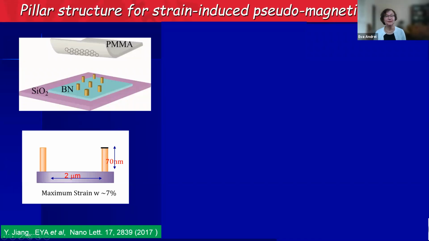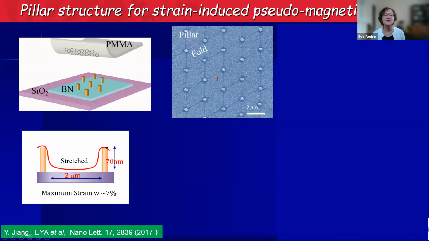Okay, so our first attempt to do this was we prepared a bed of nails. Here we have pillars sticking out, sitting on boron nitride. We put graphene on top of them, and then we stretched it across the pillars, and that gave us a periodic strain field. Here you see an SEM micrograph of what it looks like. Here are the pillars, and we have a network of folds that connect the pillars.